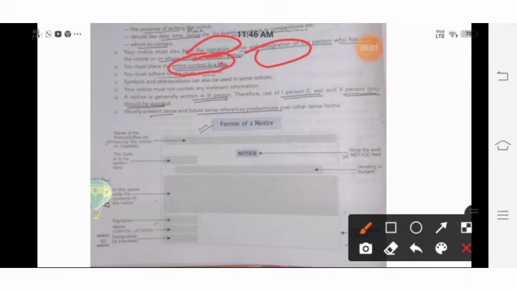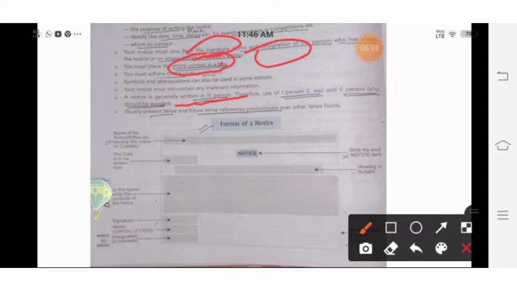Symbols and abbreviations can also be used in some notices, but not in every notice, right? Also, your notice must not contain any irrelevant information. Unnecessary information should not be used. Now, this thing is very important, children. The notice is generally written in third person. First person, second person, and third person, I told you. So, make sure when you write a notice, it is generally written in third person.